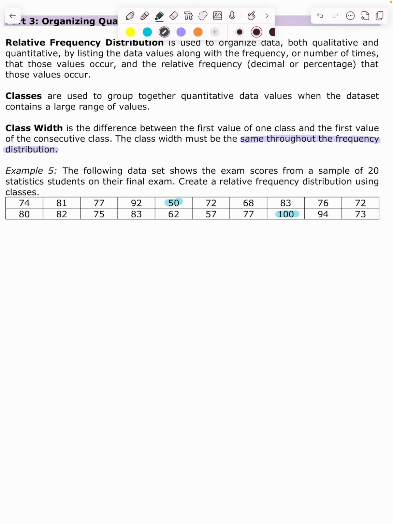And because we're talking about exam scores in this case, a lot of times it's useful to go by tens because we know that if you got a 70 on an exam, that means that you got a C, but a 69 would be a D. So going by tens can show the difference between one letter grade and another letter grade. You could also go by fives, and there's nothing wrong with going by fives.